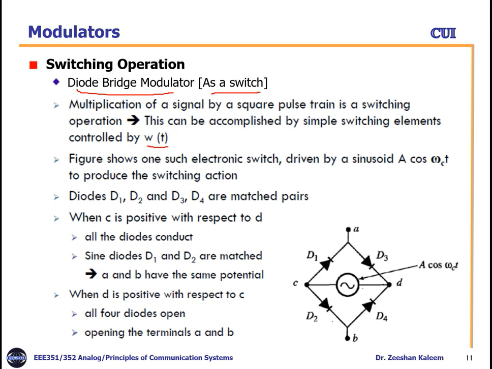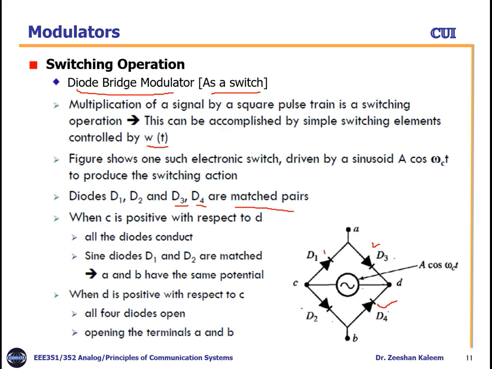How does it work? There are 4 diodes, D1, D2, D3 and D4. Here D1 and D2 are matched pairs. What does it mean by matched pairs? In simple terms, we can say that their properties are the same. For further details, you can refer to an electronics course or class. And similarly, D3 and D4 are matched pairs. It means their characteristics are almost similar.